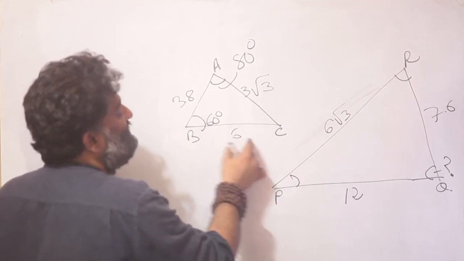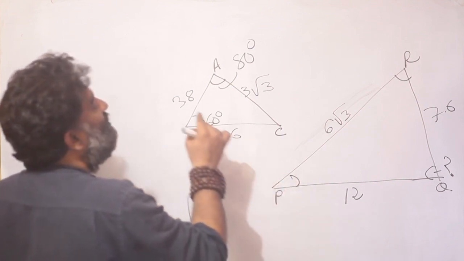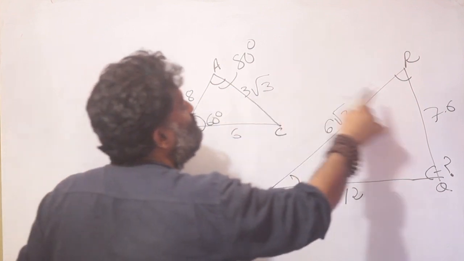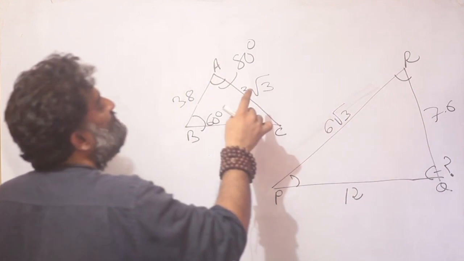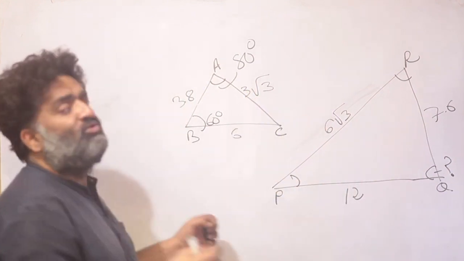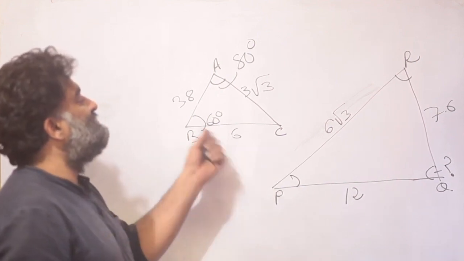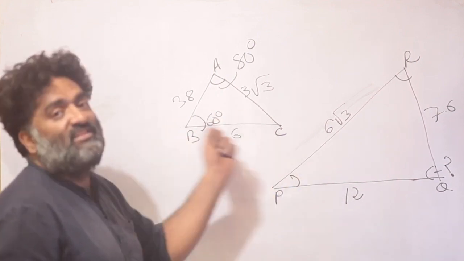So I have a 6 here and a 12. I see 6 into 2 is 12. I also notice 3.8 into 2 is 7.6. I also notice 3 root 3 into 2 is 6 root 3. It's okay if you took a minute or two to figure this out, there's no problem. What I want to notice is that this multiplying factor is the same.